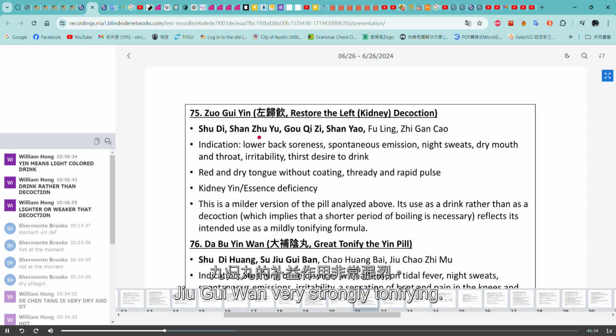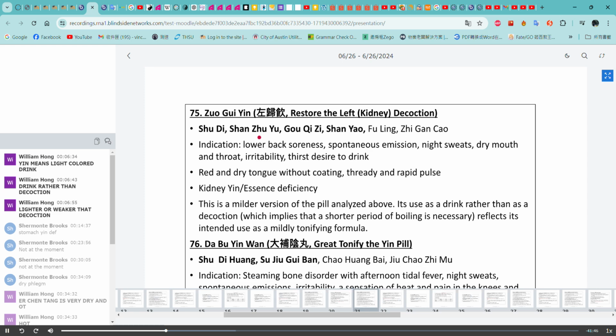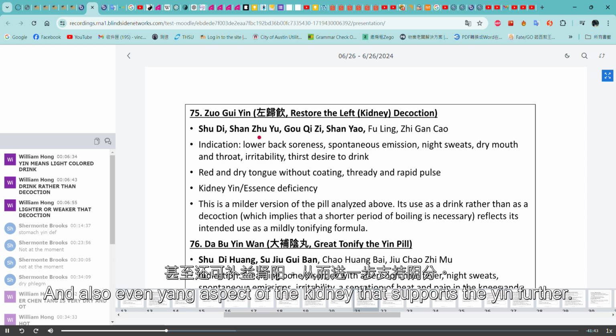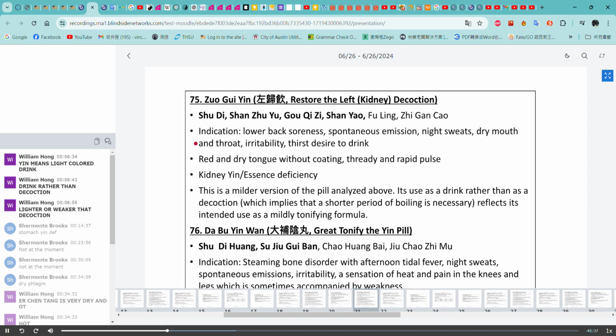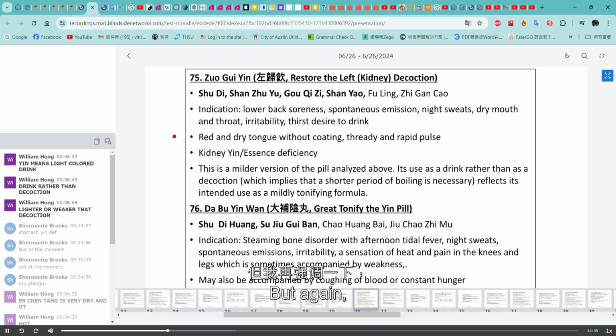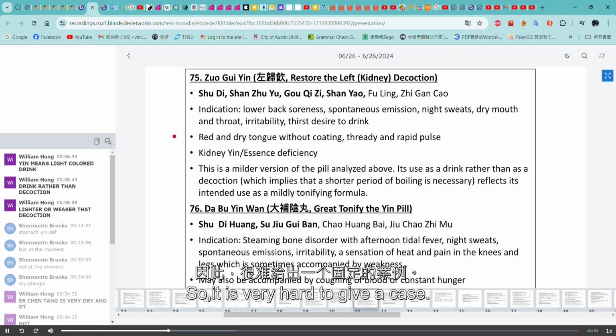Jogui 1 is very strongly tonifying. Okay? So not only does it tonify yin, it also tonifies essence through the animal product, right? And also even the yang aspect of the kidney that supports the yin further. But again, this is all your judgment call in the clinic. So it is very hard to give a case.